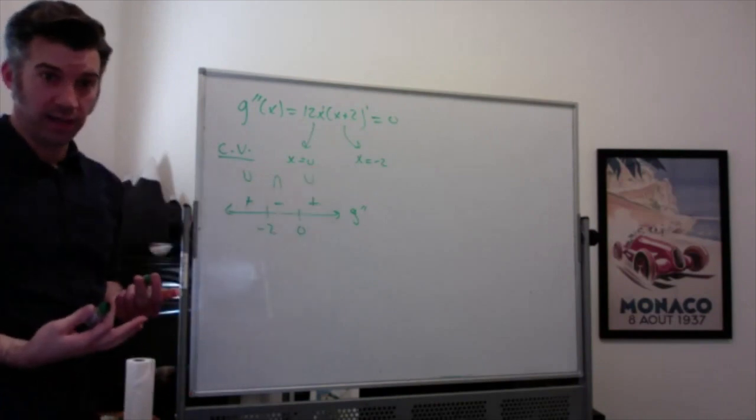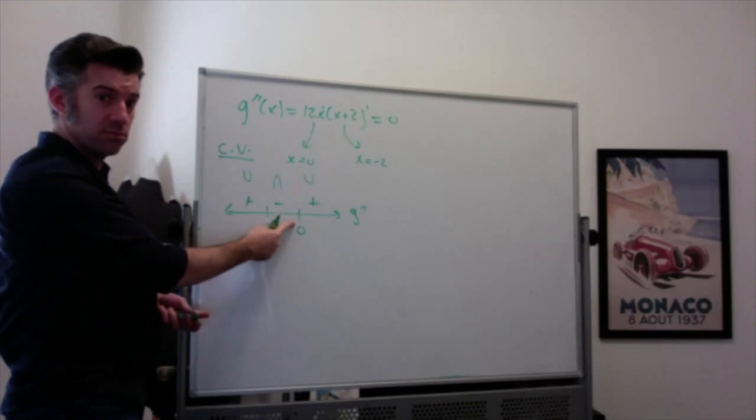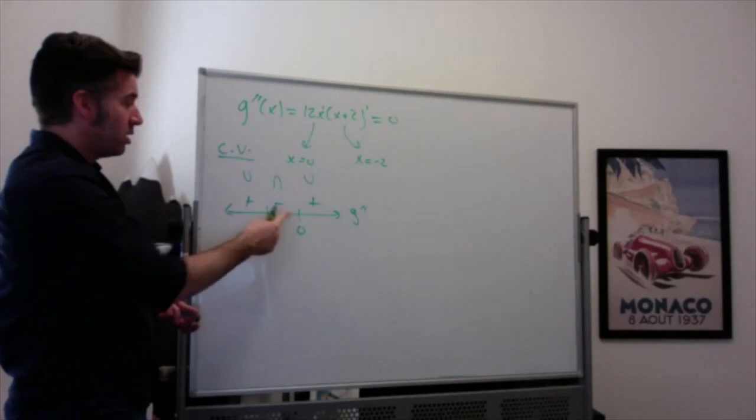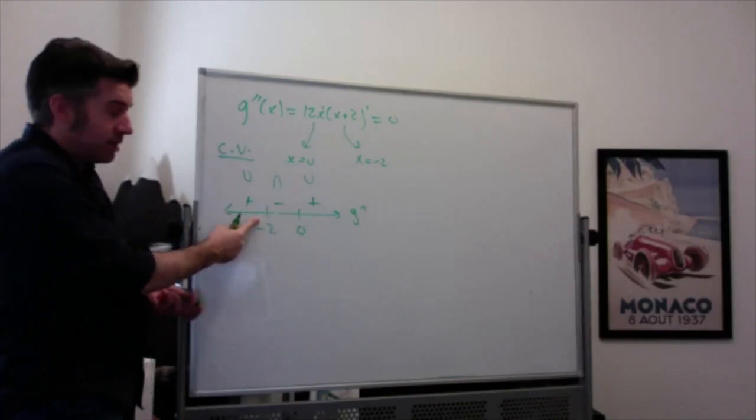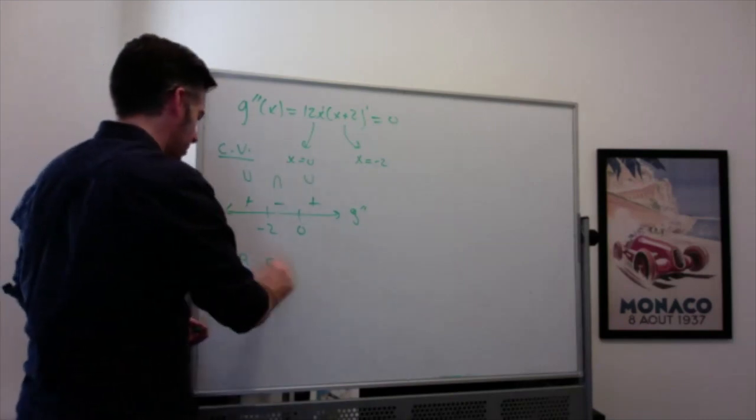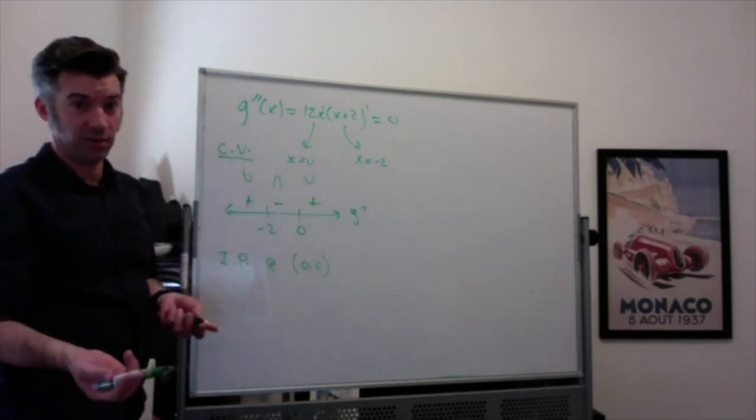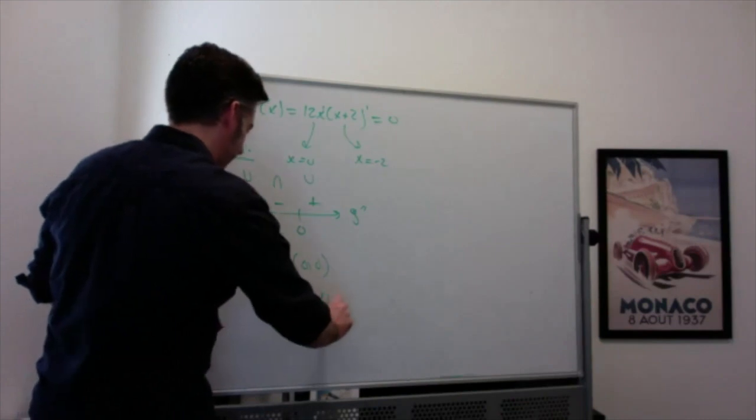So let me ask you guys, do we have an inflection point at 0? Yes, because the concavity changed. Do we have an inflection point at -2? Yes, because the concavity changed. So yes, we have inflection points both at (0, 0), because when you plug in 0, you get out 0. We already know that's a point on the graph. And also at (-2, f of -2).